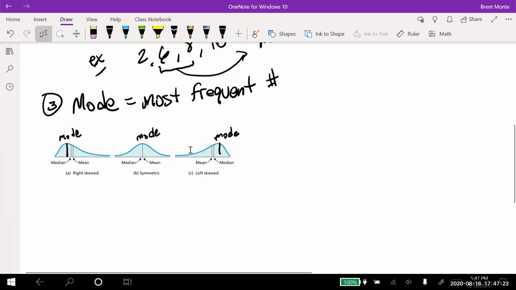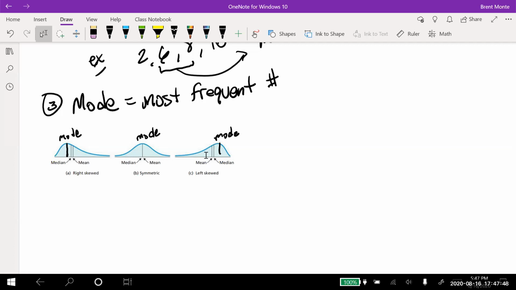If it's left skewed, meaning you get some really small numbers, that pulled the mean away from the median. Notice it also pulled the median away from the mode. But notice the order. The mean always gets pulled further to whichever side has the longer tail. And the median gets pulled over a little bit from the mode, but the mode is always where it's the most frequent. Okay, so that's the idea.